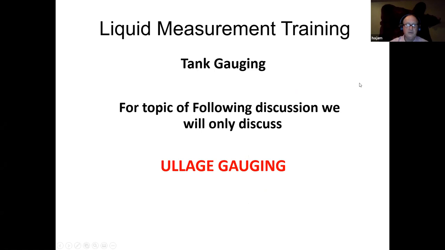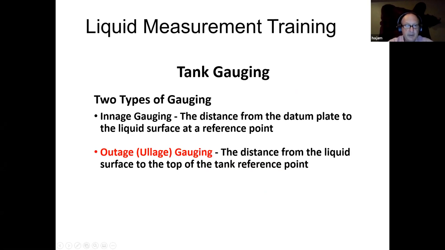Okay, so ullage gauging, a totally different animal than innage gauging. Innage gauging is performed by the distance from the datum plate, which is the bottom of the tank. The datum plate is set by the tank manufacturer during construction, and it is found in the strapping tables. So you'll know where the datum plate is and what level the datum plate is at. There's many, many times volume below the datum plate, but the tank strappers will demonstrate that. And so we measure from the datum plate to the liquid surface at the reference point. So we make sure we hold that reference point at the same place every time on top of the tank.